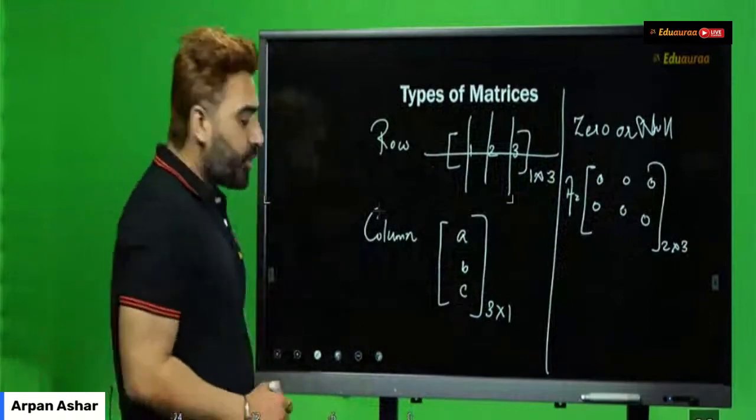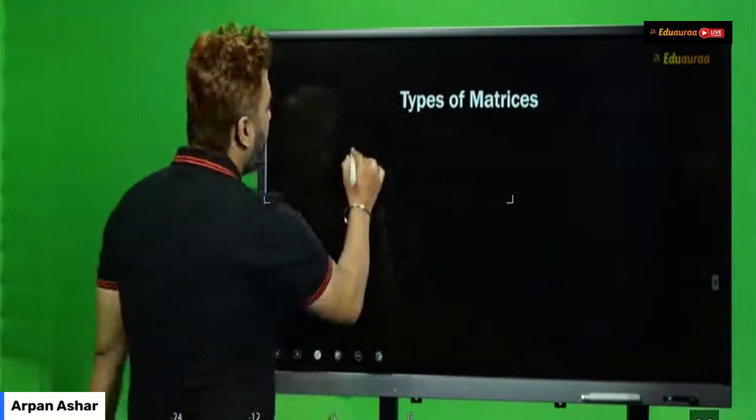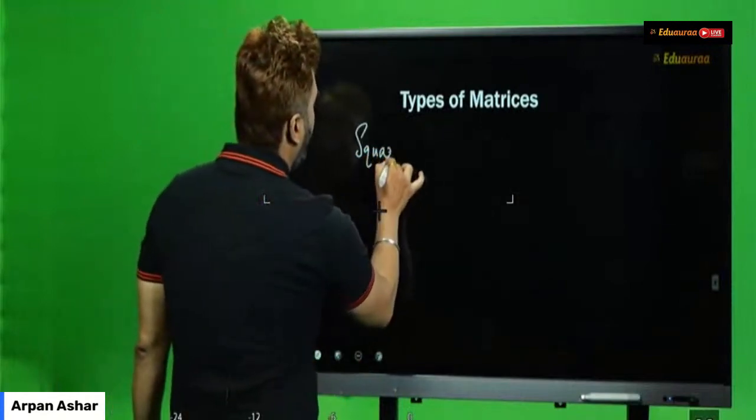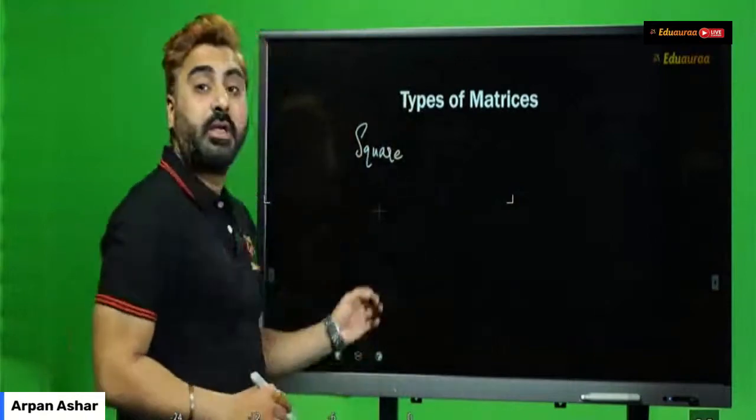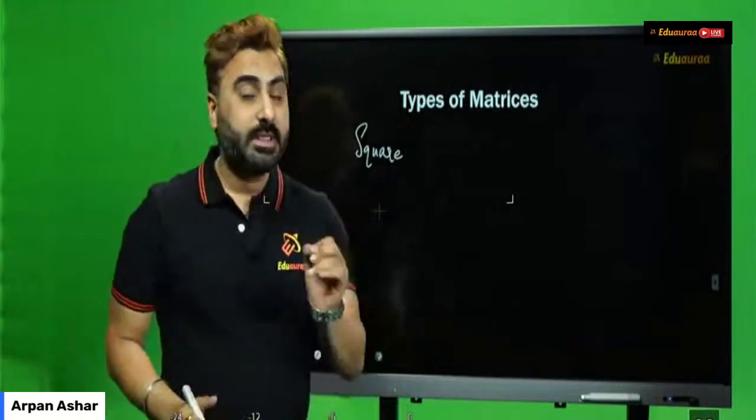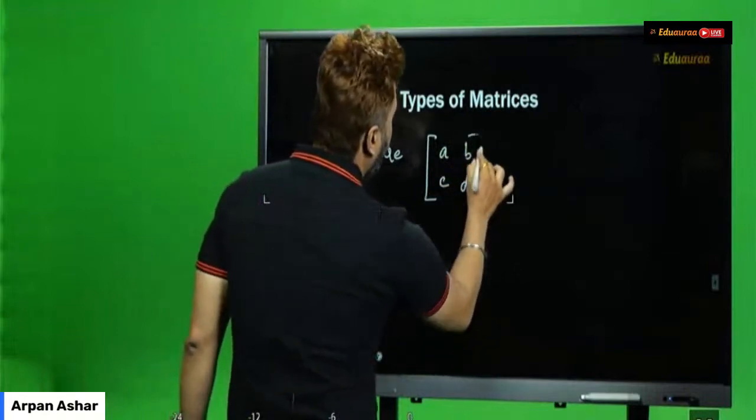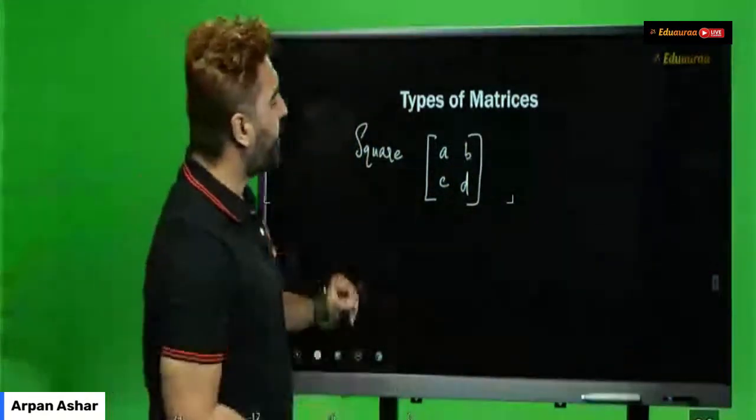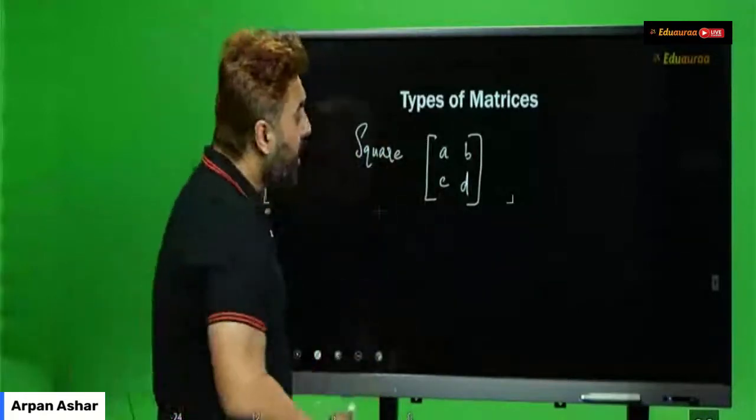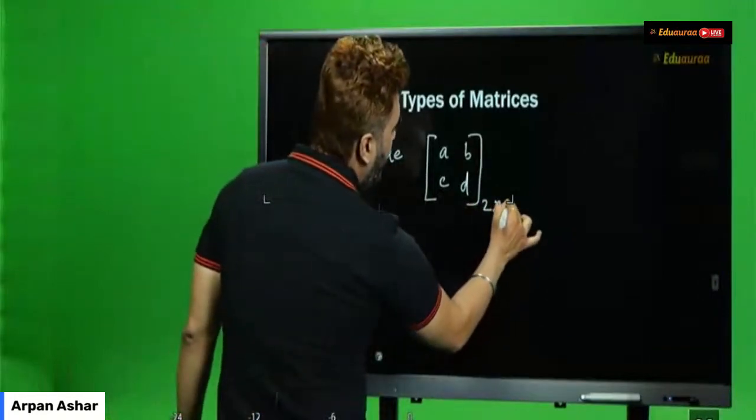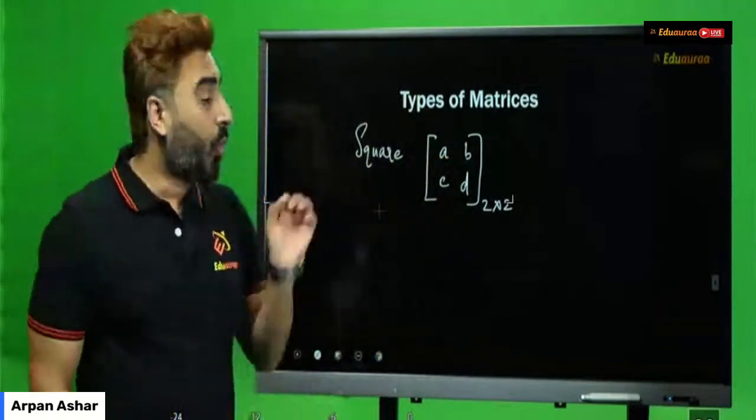Now students, after the zero matrix, we have one more matrix, which is the square matrix. So what is a square matrix? A square matrix is a matrix whose number of rows and number of columns are the same. For example, if I write A, B, C, D. Now if you see here, how many rows are present? 2 rows are present here and 2 columns are present here. So the order of this matrix is 2 by 2. So we call this matrix a square matrix. What is a square matrix?